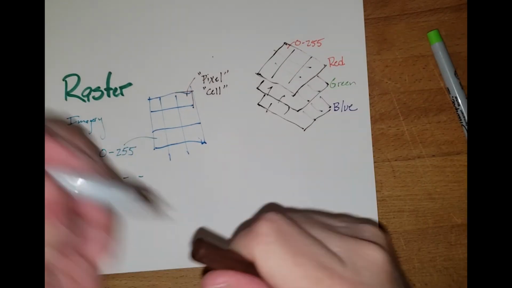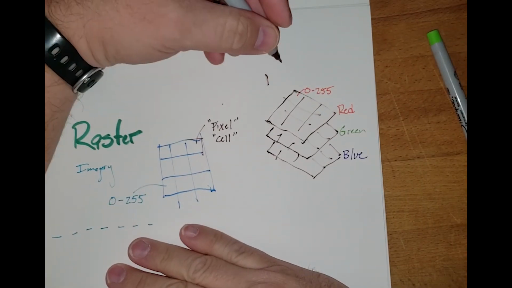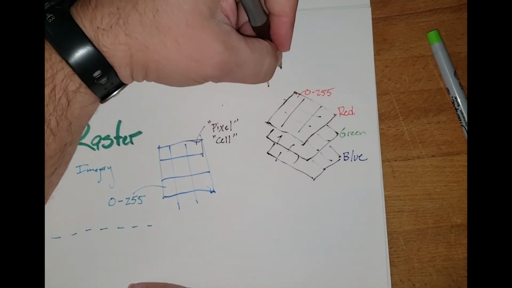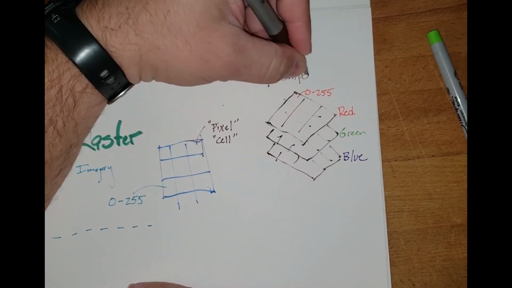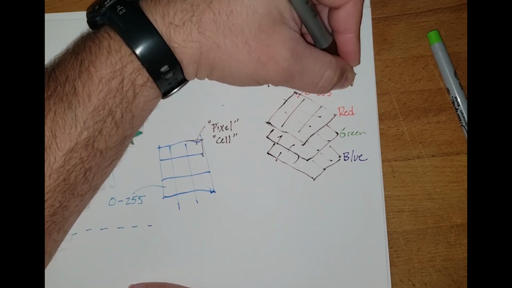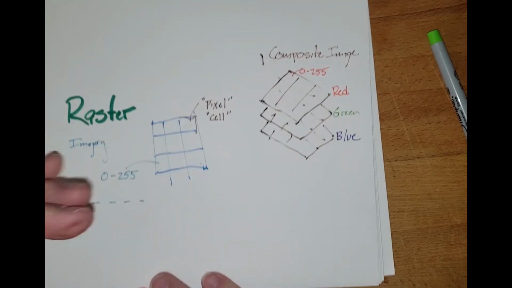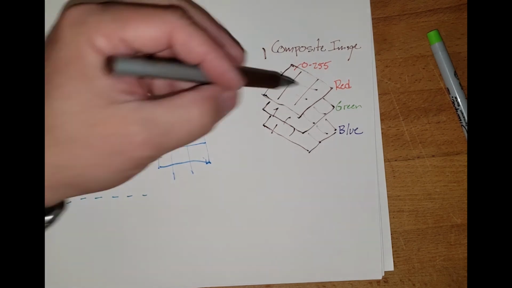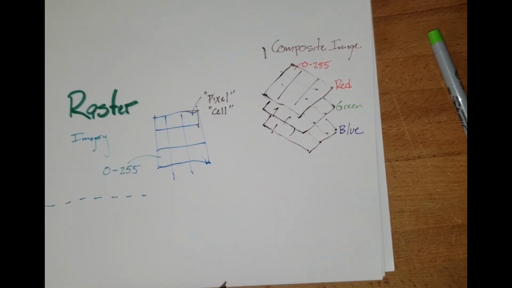We call this a composite image. And that way we get our color imagery, right? So if you're creating colors digitally, you might use CMYK if you're in the printing industry, but RGB is going to be another very common way of doing that.